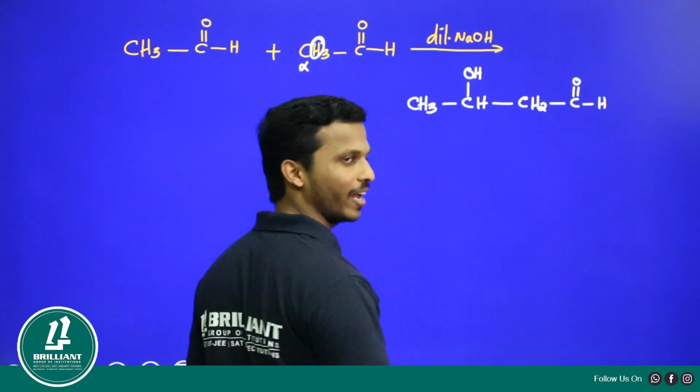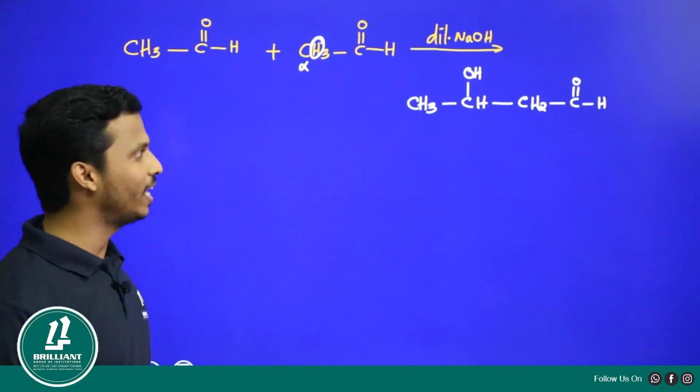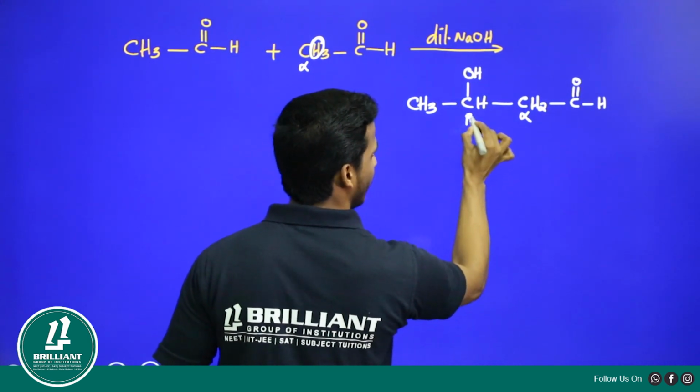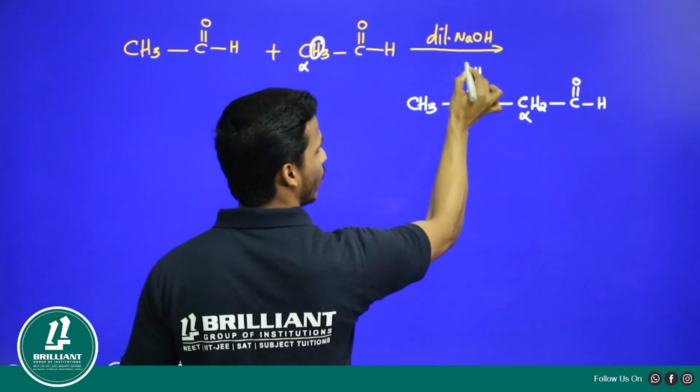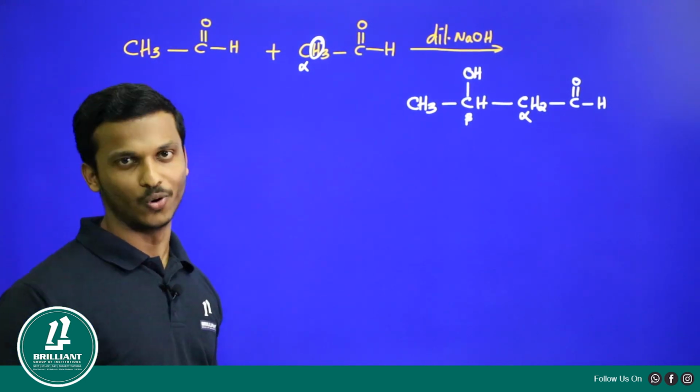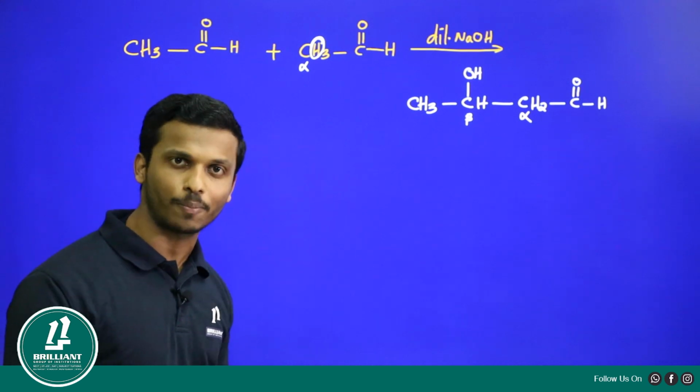See, this is our product, right? This is our aldol. See, this is the main functional group, aldehyde. This is alpha, this is beta, and a beta hydroxyaldehyde is called what? Aldol. Aldol. Now you can write your dehydrated product.